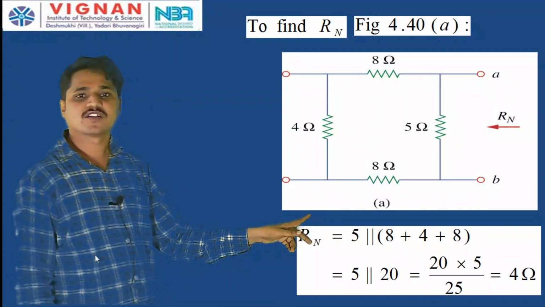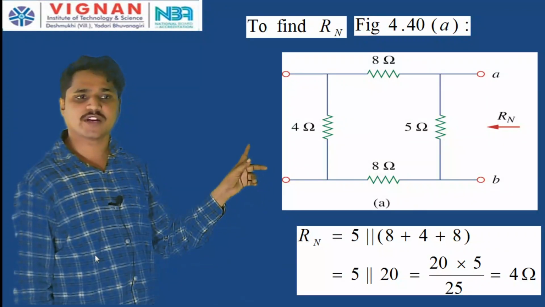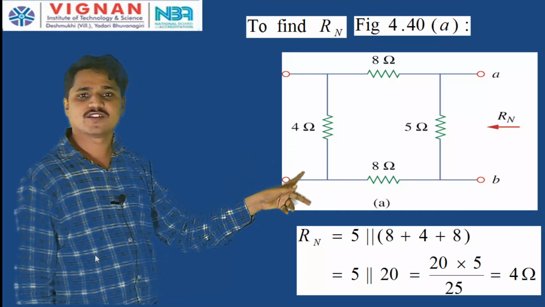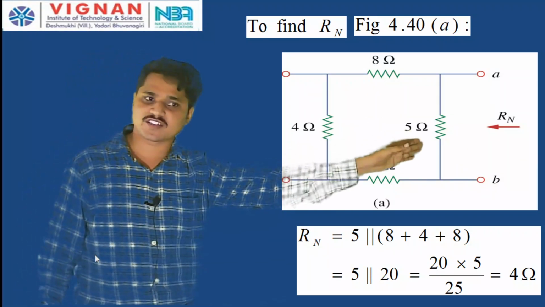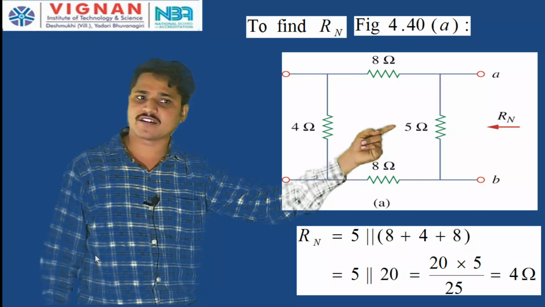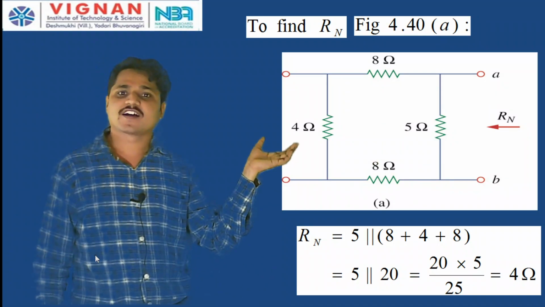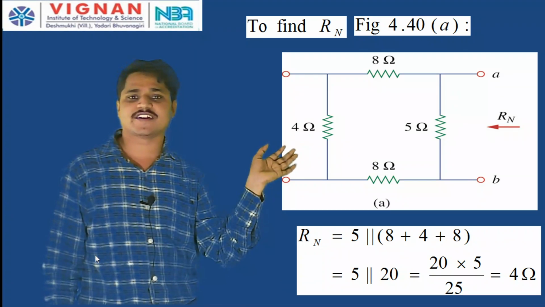Now, see here, the 2 ampere current sources get open circuited, and the voltage source is short circuited. Now, we have to find the equivalent resistance, that is R Norton, across the same terminals A B. Now, tell me how these resistors are connected.